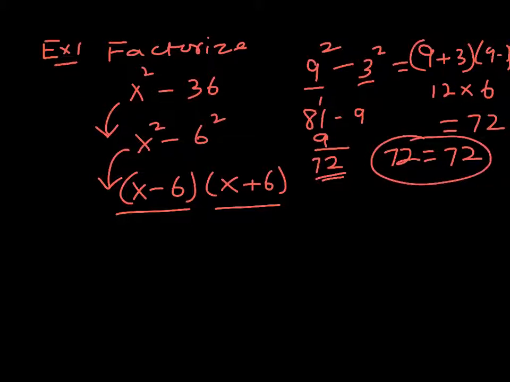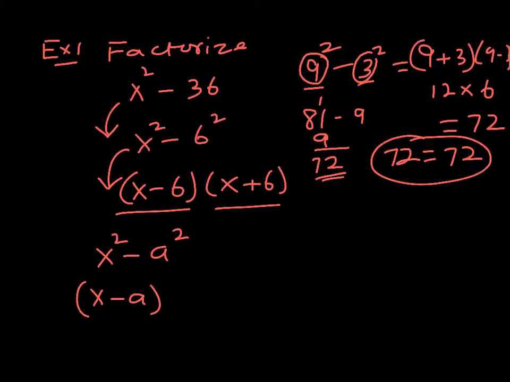So when you have two squares and you're subtracting them from each other, you write the first term, subtract the second term from the first term as one of the factors, and then add the second term to the first term as the second factor. What do I mean? So x squared minus a squared. The first term here is x, right? So we're going to subtract the second term, which is a, from x.